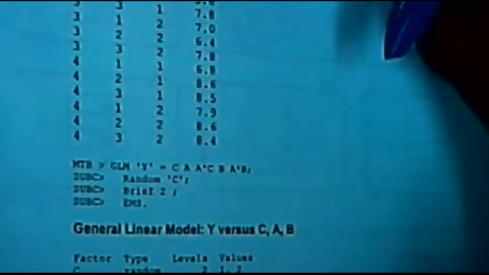Sometimes this business of whether a factor is fixed or random is kind of slippery. Two different people might interpret things differently when they look at the situation. So it's not so automatic and clear cut in every example that I can think of.